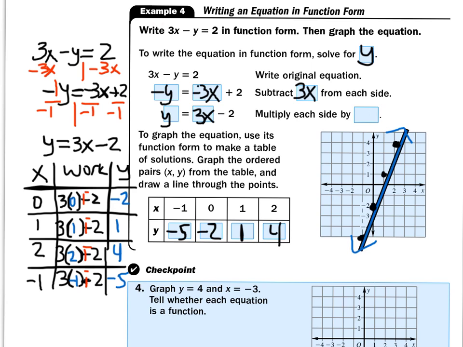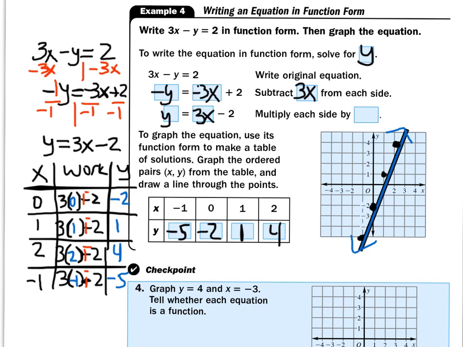Okay, so take a look at example 4 with me. They want us to write 3x minus y equals 2 in function form, and then graph it. Well, remember, function form means I have to solve for y. So I showed my work over here, okay? If I have 3x minus y equals 2, and I want to solve for y, I would circle the y, bring down the wall. That means I want to get rid of the 3x. The only way to get rid of the 3x is to subtract 3x on both sides of the wall.